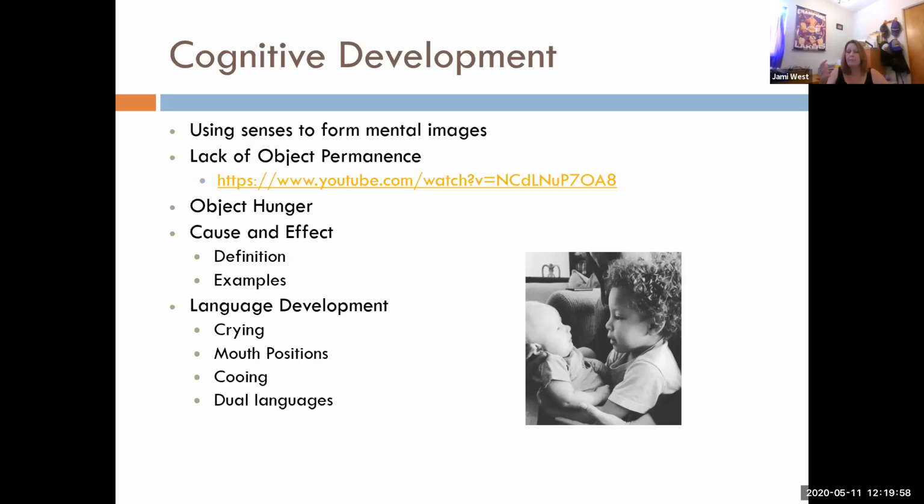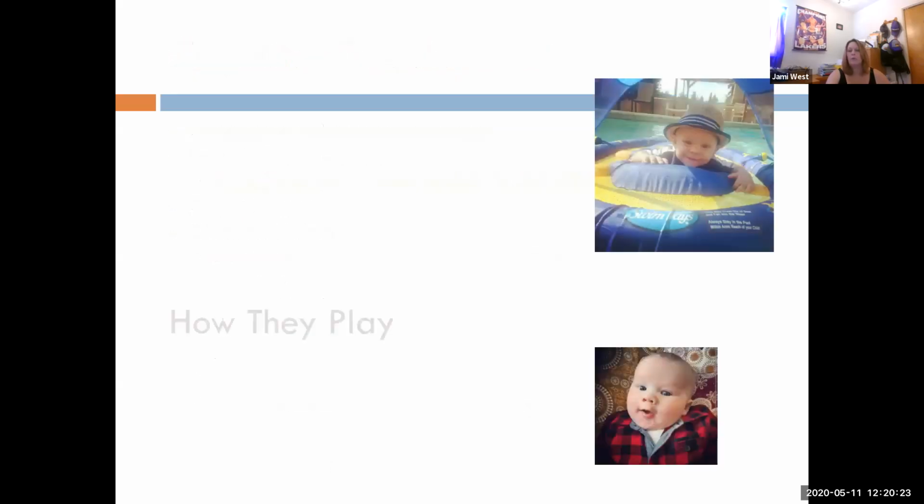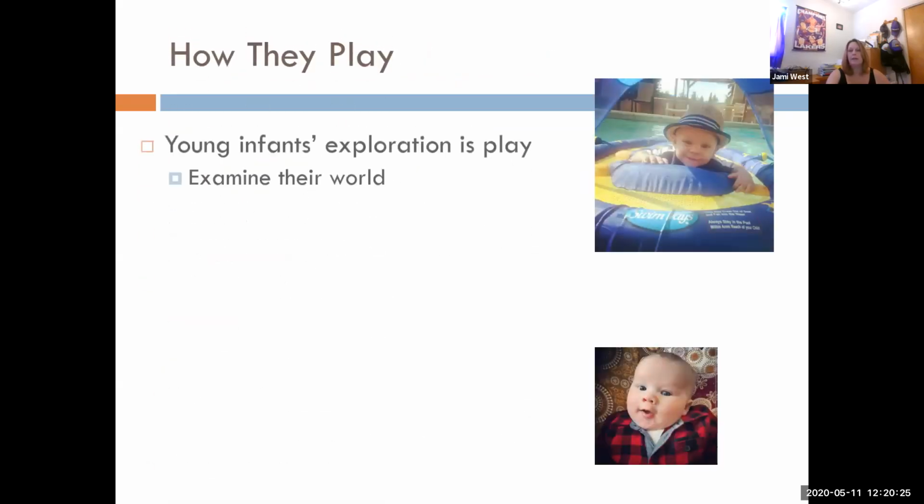Infant brains are capable of receiving that and processing that at an early age. The earlier, the better in regards to languages. It is harder for our brains the older we get. And if anybody's ever tried to learn a second language as an adult, you know. So that is cognitive development for the 0 to 6 months old.